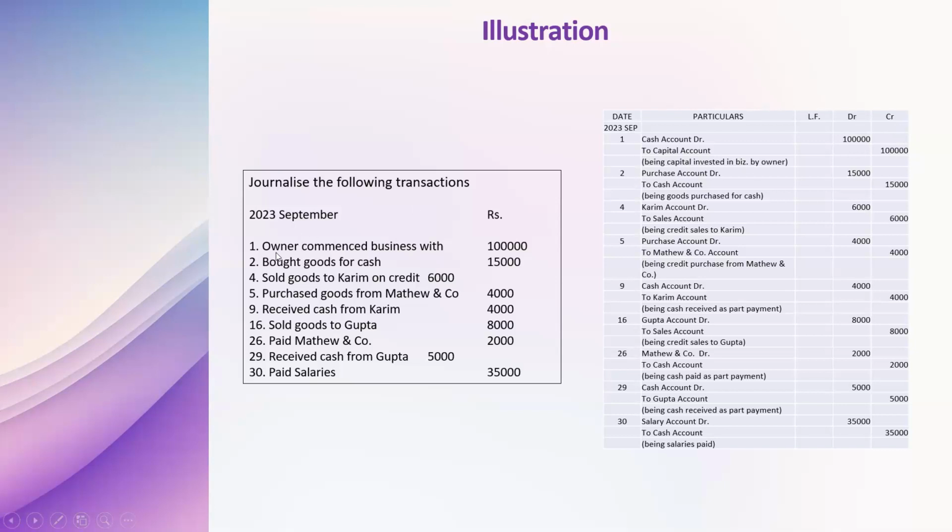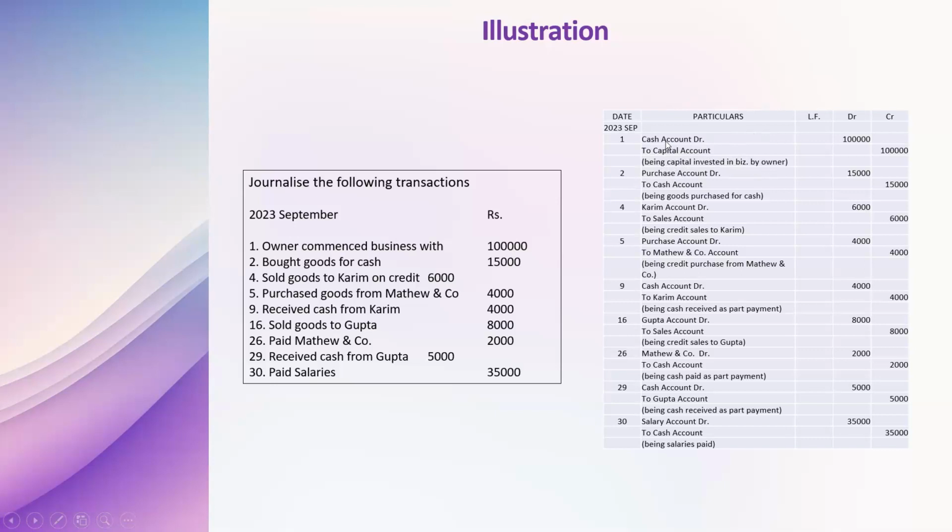So let's see the first transaction here. On September 1st, 2023, the owner commenced business with how much? 1 lakh rupees. So see how it is recorded. Cash account debtor 1 lakh to capital account creditor 1 lakh. This is the narration. Each transaction should be accompanied by a narration, which clearly explains the transaction that has taken place. Here, the explanation is: capital invested in business by owner.